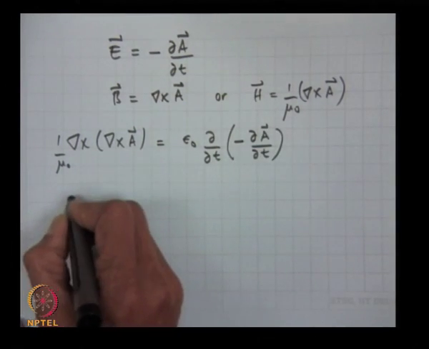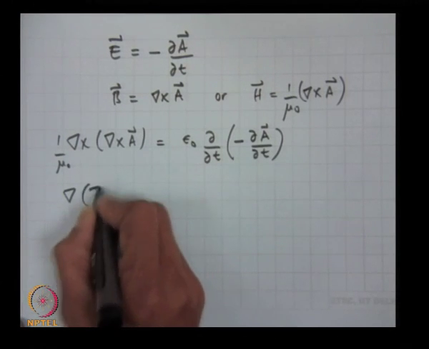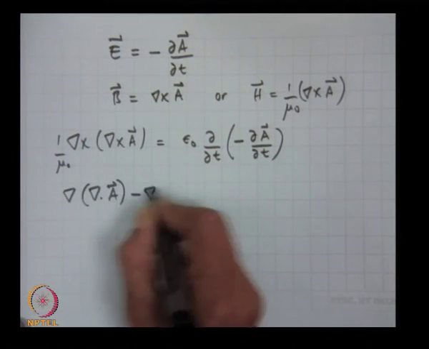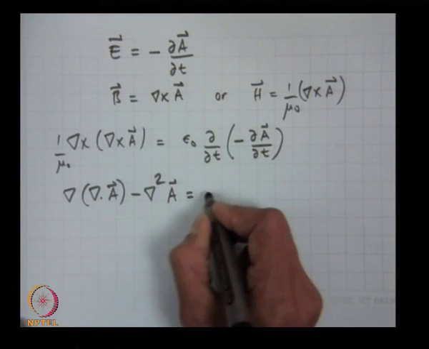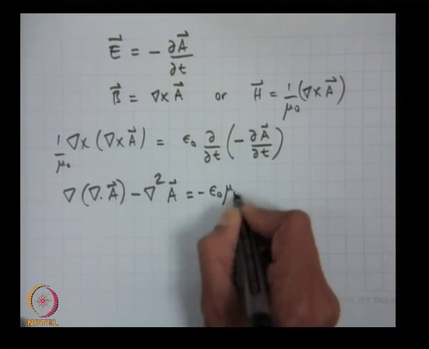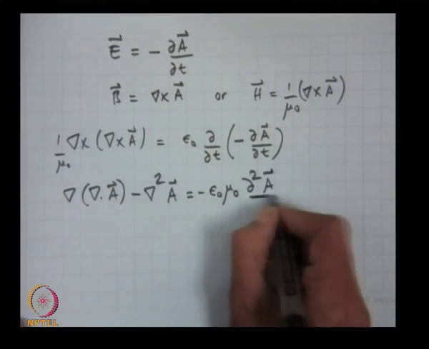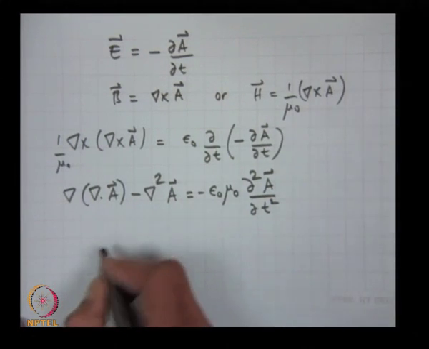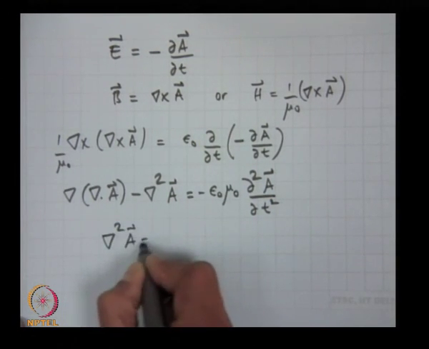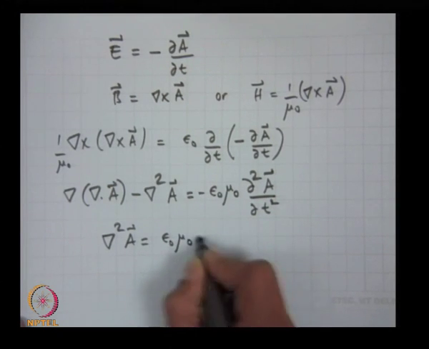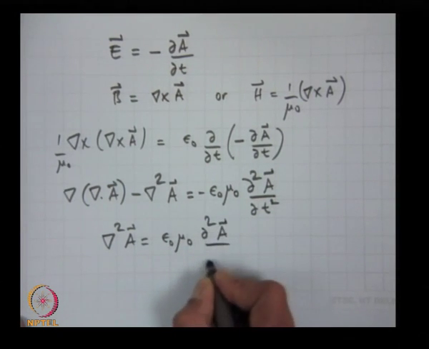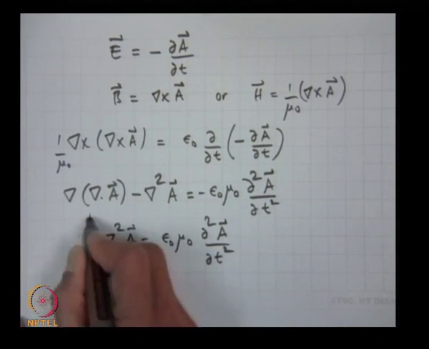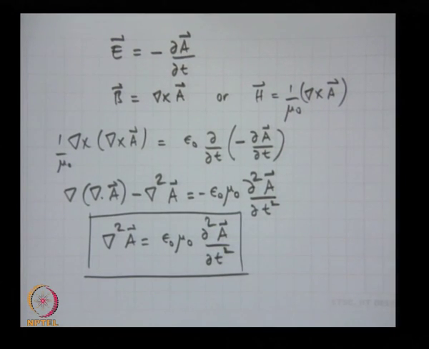This implies that gradient of divergence A minus del square A is equal to minus epsilon 0 mu 0 del square A by del t square. And divergence A has been chosen to be 0. So this tells me the equation satisfied by A, which is the wave equation. Three-dimensional wave equation satisfied by the vector potential A.